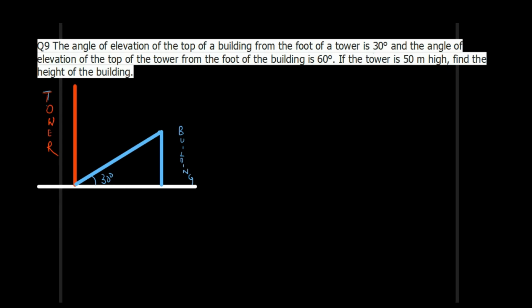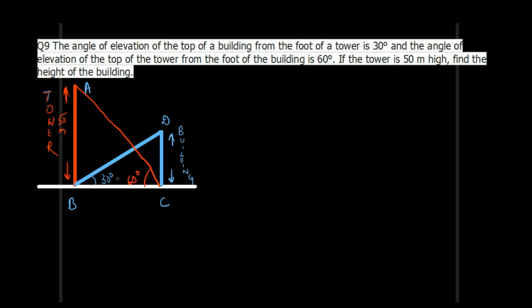And the second line reads, the angle of elevation of the top of the tower from the foot of the building is, okay, this angle is given to be 60 degree. Fine. And now it is asking us if the tower is 50 meter high, that means this length is 50 meter. So we have to find the height of the building. That means this height we need to find. So now let's name it as A, B, C, D.